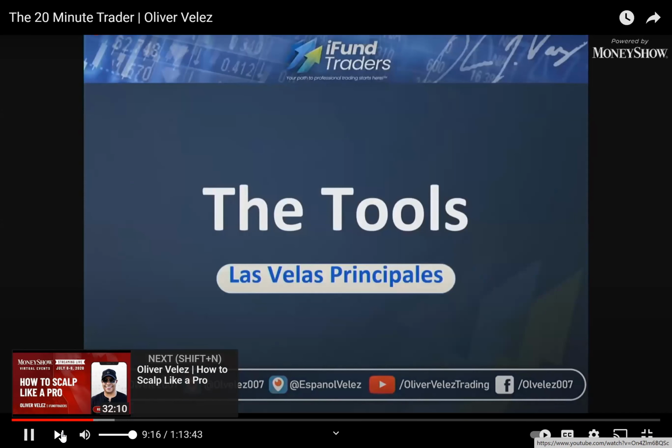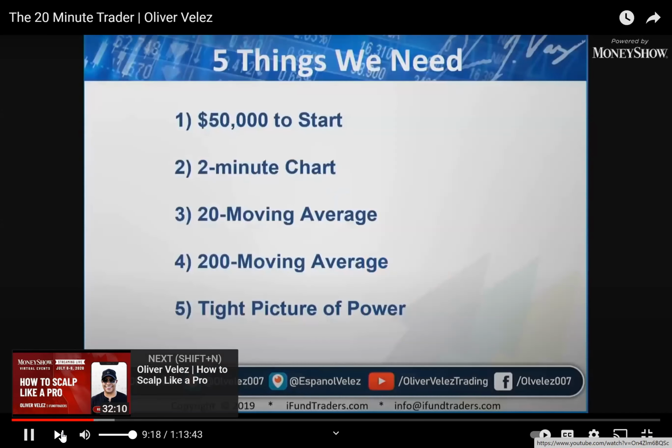We're going to need several tools. 5, in fact. Number 1, $50,000 to start. Number 2, we need a 2-minute chart where every bar in the chart represents 2 minutes of trading. So we're going to divide the market's activity into 2-minute slices. We need a simple 20-period moving average running through that data. And we need a simple 200-period moving average running through that data. Last thing we need is what I call a tight picture of power, and I'll teach you what that is.